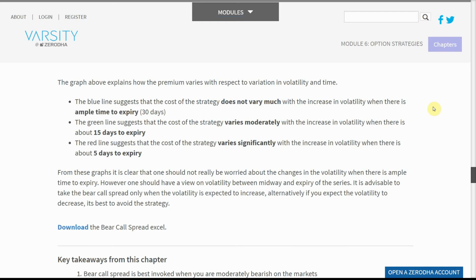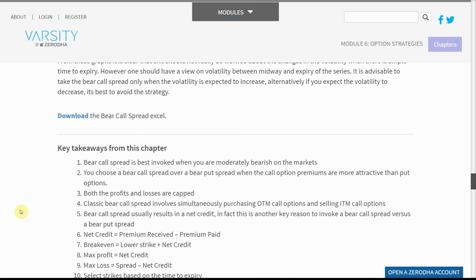From these graphs, it is clear that one should not really be worried about the changes in the volatility when there is ample time to expiry. However, one should have a view on volatility between midway and expiry of the series. It is advisable to take the bear call spread only when the volatility is expected to increase. Alternatively, if you expect the volatility to decrease, it's best to avoid the strategy.